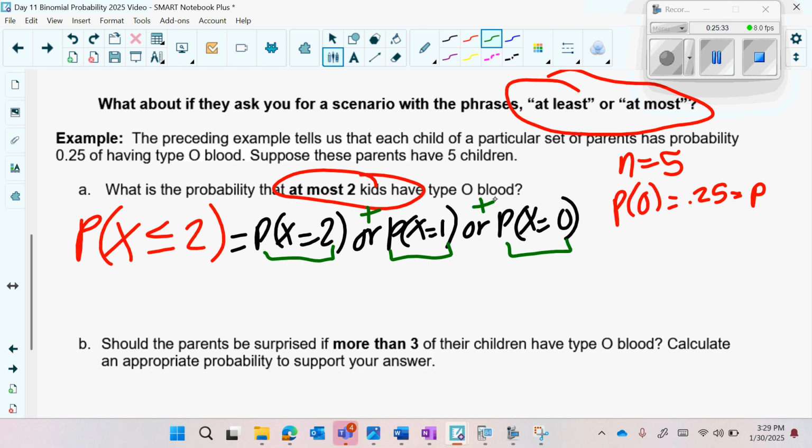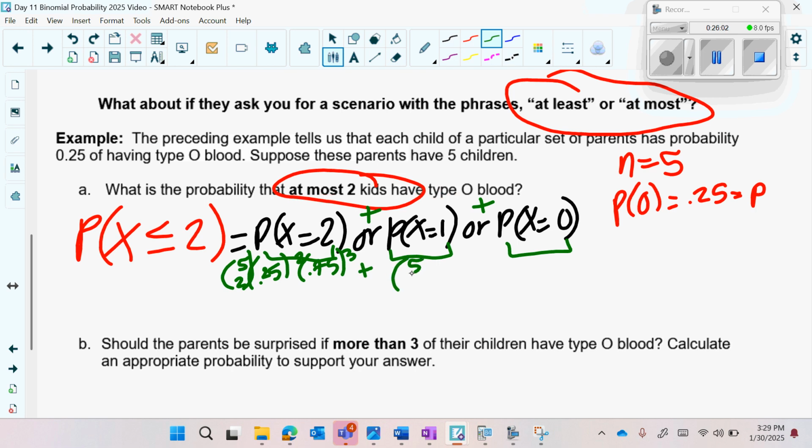So you may be like, well, that seems like a lot of work. Well, technically we already did it for the 2, I think, on the previous example. But if you did this by hand, you would have to set up the formula for 2, 1, and 0 and add them up. So you would have to do the same pattern. You would do it for 2. So you would do 5C2, probability of success to the 2, probability of failure, which is 0.75, to the 5 minus 2, which is 3. Then you would do plus.